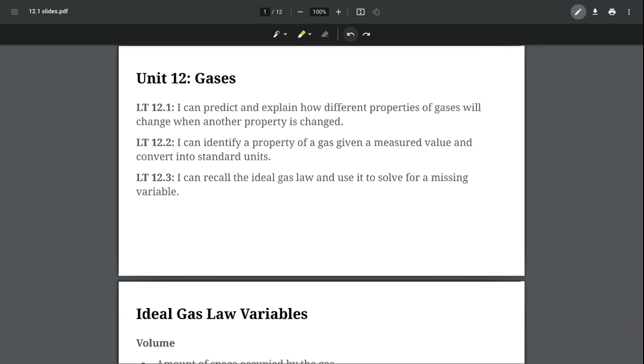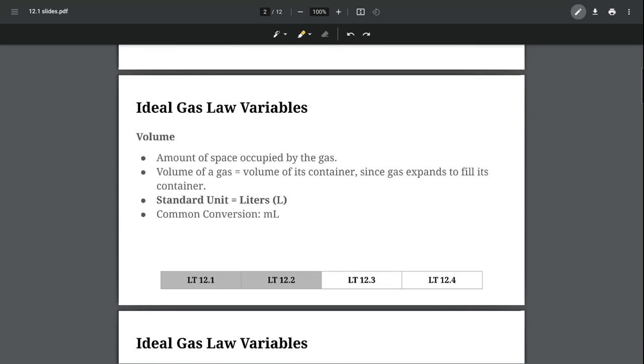So, on to Unit 12. Today's 12.1, predicting and explaining how different properties of gases will change when another property is changed. And so let's go through the different variables of the ideal gas law.